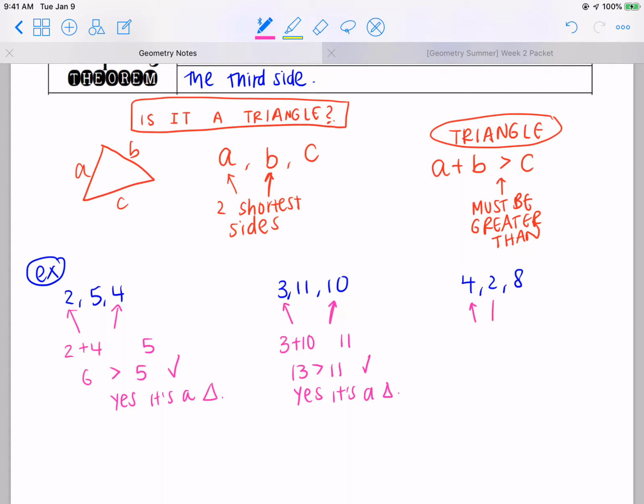Now, 4 and 2 are the shorter ones. So 4 plus 2, is that greater than 8? 6 and 8, is it? Nope, it's not greater. So no, it's not a triangle. That means if you have these three lengths, you can never ever form a triangle using those three lengths.